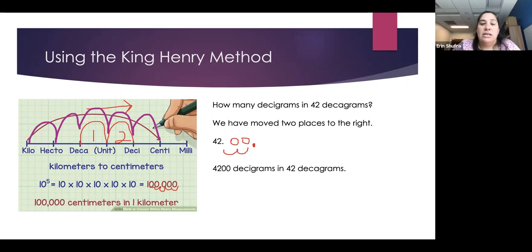So again, using the King Henry method is just a really easy way to convert back and forth between units. I'm pretty sure there's also a video on this in D2L. So if you're still like, what? Then definitely look that up. Or go on CHEM411 and I'll help you there too.